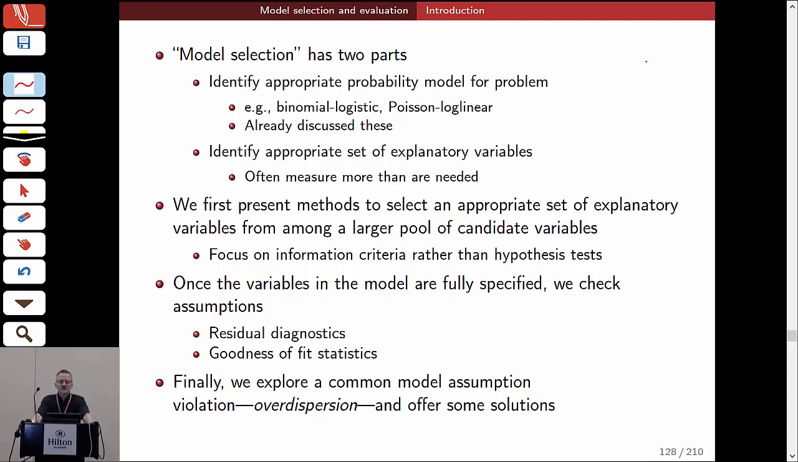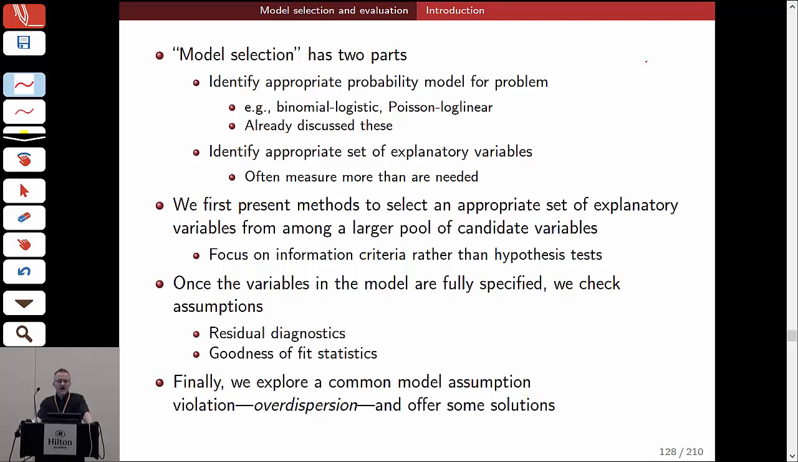The second part of model selection is identifying an appropriate set of explanatory variables, because researchers often measure more things than what they really need. There are a lot more variables in a problem than what actually need to be in the problem. It's better to have more than what you need than to leave something off. And in particular, these days, with the ability to measure entire genomes and massive amounts of information about individuals on the internet, you're going to have huge numbers of variables, and they're likely not all going to be important.